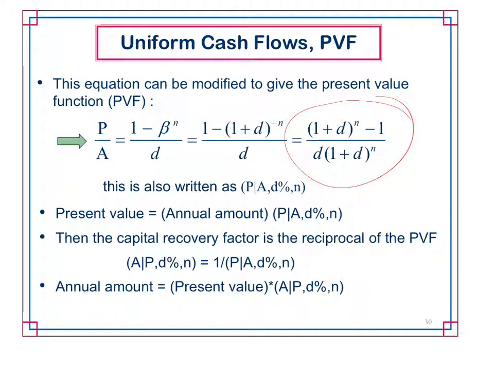I also showed you some different terms. This is in Excel, I think it's written in Excel that way: P given A, discount rate. Or you can go backwards, find an annuity given a present value, inverting it. And then if you want to convert that to an annual amount, you can use this formula here.